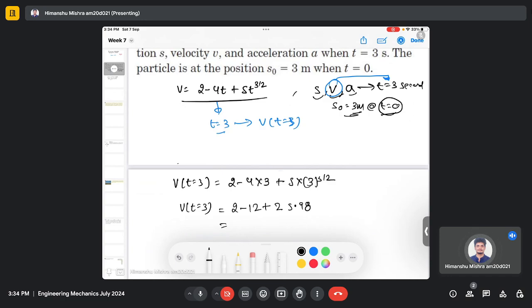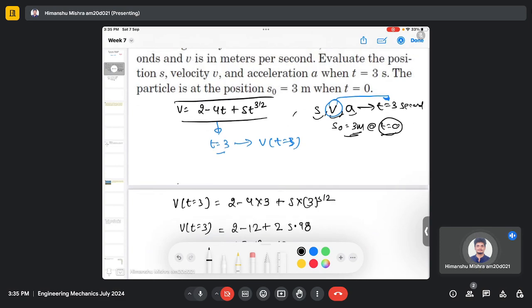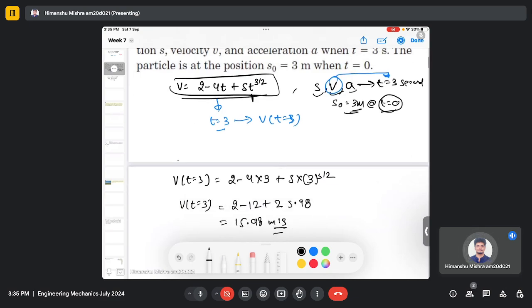So I will get the velocity as 15.98 meters per second. This is the velocity at t equals 3 seconds, and it is pretty easy because we have been given the expression of velocity. To find the velocity at t equals 3 seconds, you just need to substitute the value of time where you need to find the velocity. So we just substituted t equals 3 to find the velocity at that time.